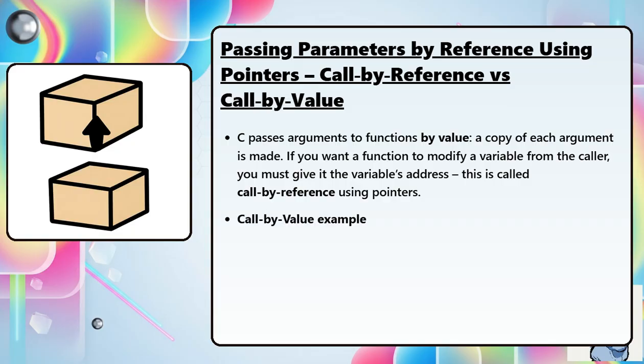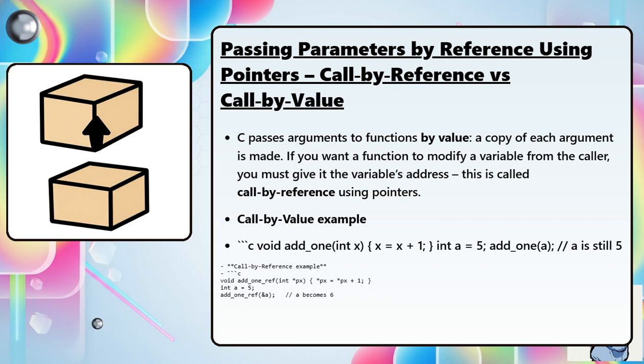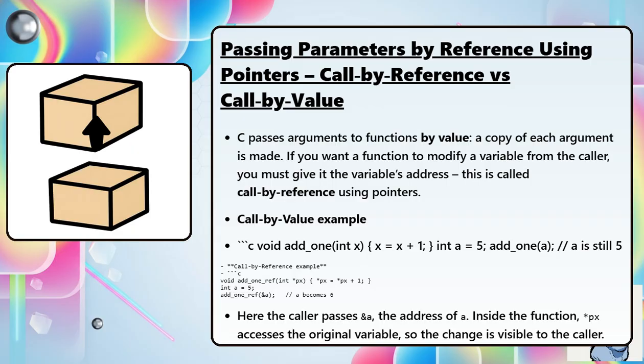Call by value example. void add1 takes an int x and sets x equal to x + 1. int a = 5. add1 called with a remains 5. Call by reference example. void add1_ref takes a pointer to int px and sets the value pointed to by px equal to that value plus 1. int a = 5. add1_ref called with the address of a makes a become 6. Here the caller passes &a, the address of a. Inside the function, *px accesses the original variable, so the change is visible to the caller.